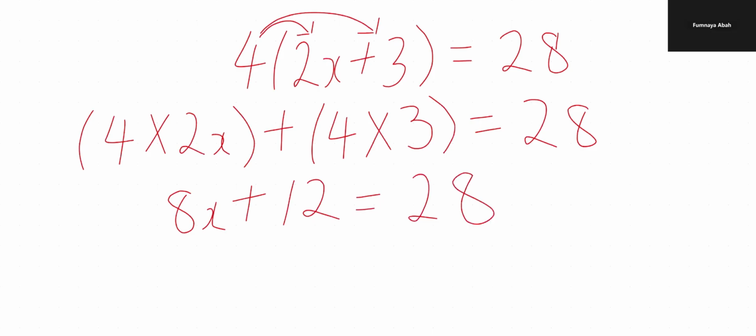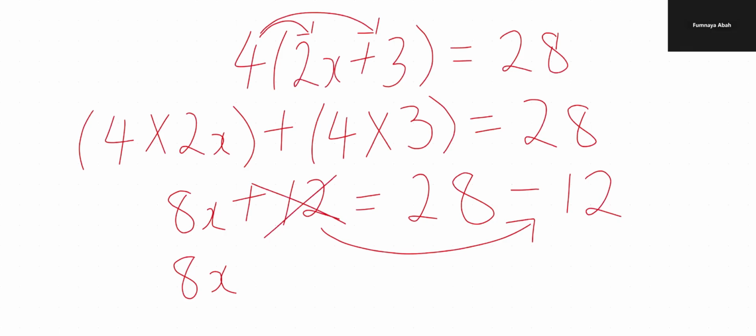So now we have a linear equation with only a variable on one side. So now we can solve for x by moving the variables to one side and the constants to the other side. So we have 8x, and 12 is our constant. We have 12 on this side. And since 12 is a positive number, it has a plus in front of it. When a positive number goes over the equals sign, it becomes negative 12. We can cross this out and say that 8x is equal to 28 minus 12.